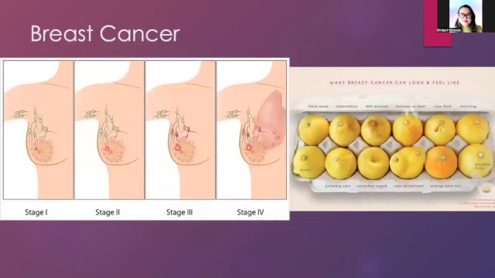Moving on to breast cancer, there are 4 stages of breast cancer depending on the location and the intensity of that breast cancer and where it has progressed. You will not be tested on this as well for health assessment, but I do want you to know that it is staged much like other cancers are.